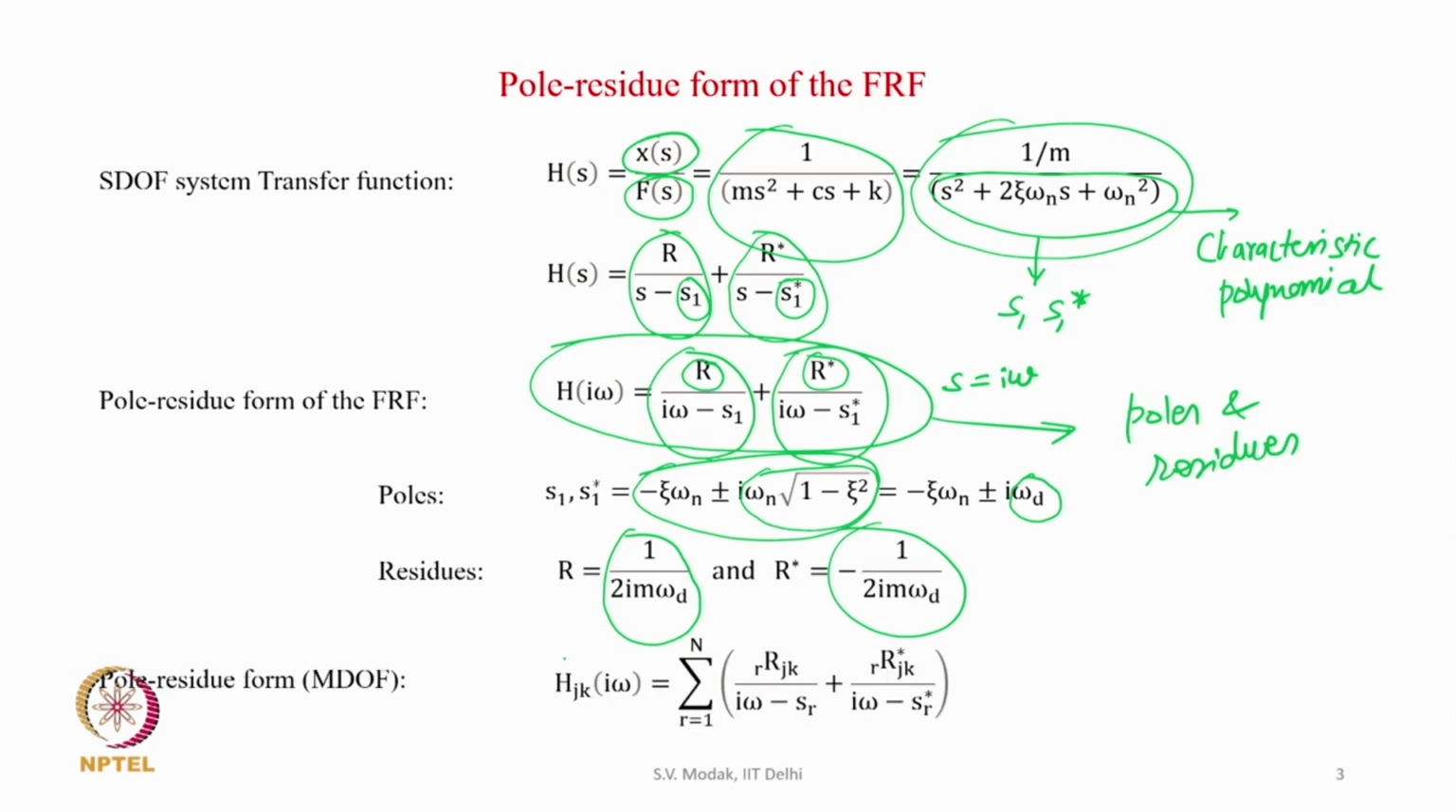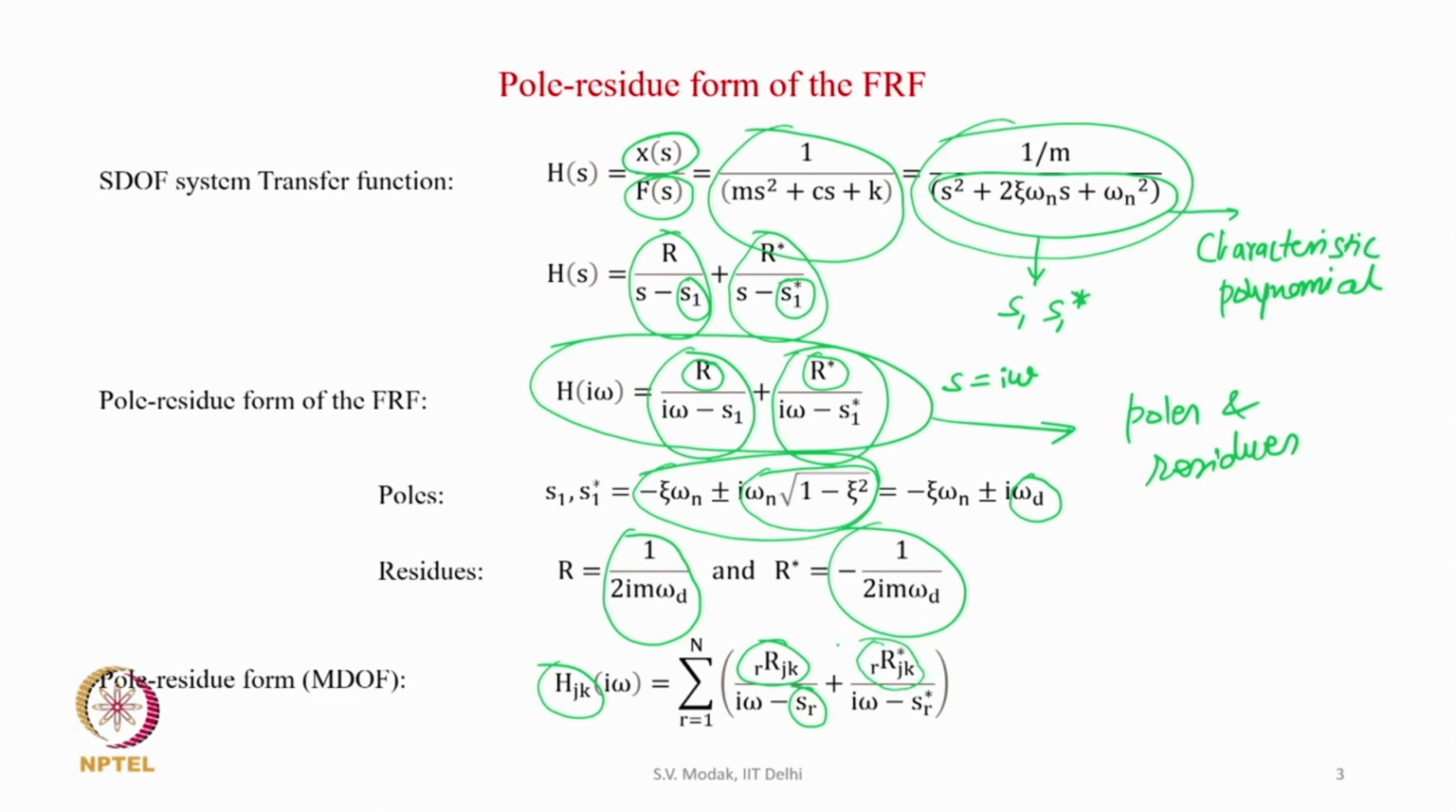For a multi-degree of freedom system the pole residue form is given by this expression, right. So, here H_jk is the FRF jk, with the response at the jth degree of freedom and the excitation at the kth degree of freedom, and this is equal to summation from r equal to 1 to n, because there are n complex conjugate poles and residues. So, the summation goes from 1 to n, and then the sum of r_r jk. This r_r jk is the residue for the rth mode corresponding to the FRF jk, divided by i omega minus s_r. So, s_r is the eigenvalue of the rth mode, or the rth pole, and then we have r star jk.